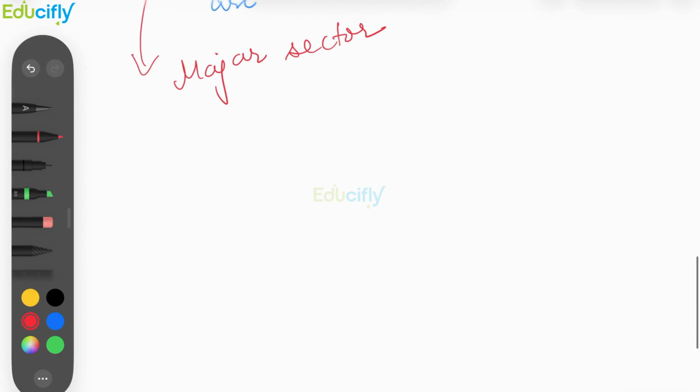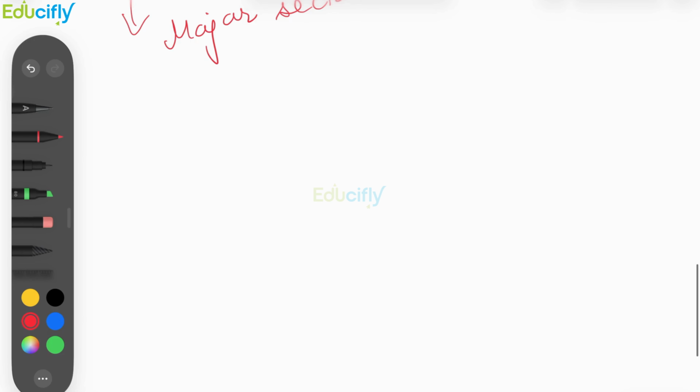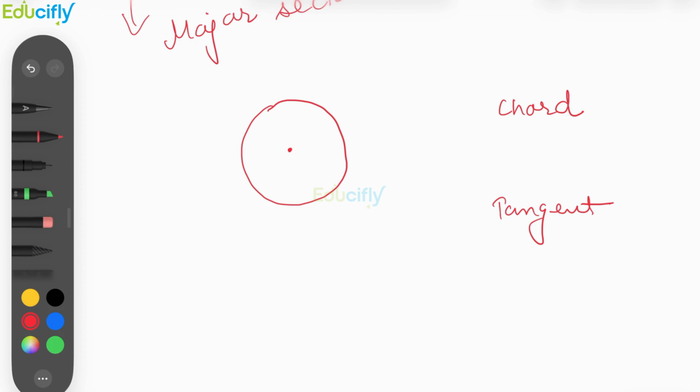Now let's come to the next concept, that is a chord of a circle. Suppose I'm drawing a circle. This is the center of the circle. Every time I'm showing you the center of the circle, the reason is you should understand whether it is passing through it or not. So there are three things here. Firstly, I'm talking about a chord. Second, I'll talk about a tangent. And third, I'll talk about a secant.